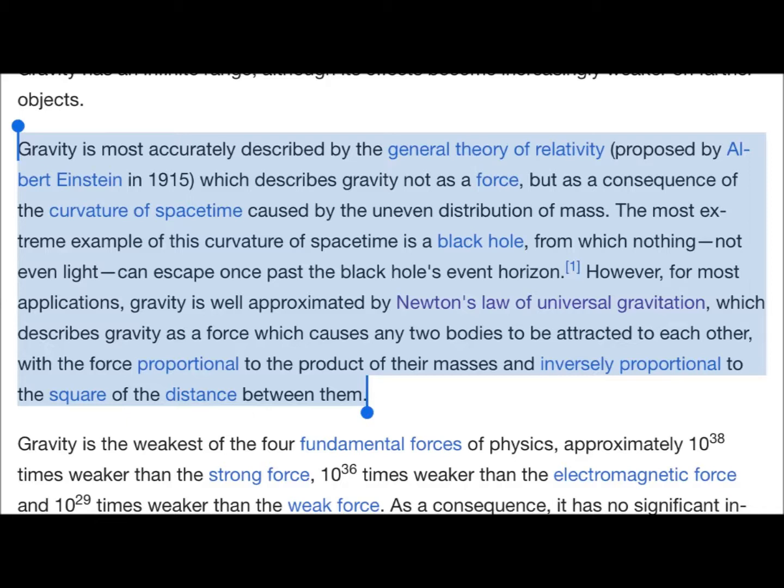So the very first thing to understand is that gravity is not a force. If someone says that it is, they are wrong, and they are using Newtonian gravity. Gravity was debunked by Albert Einstein in 1915 when he redefined gravity not as a force, but as the curvature of space-time as a consequence due to mass. Here's the definition on the screen, homies. It says gravity is not a force.